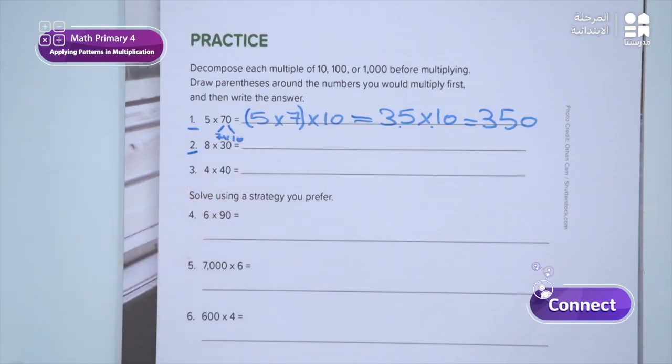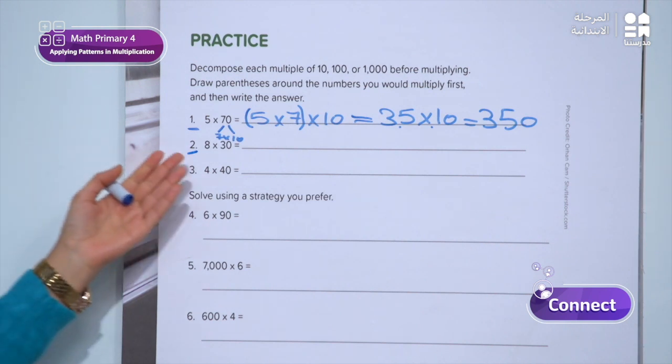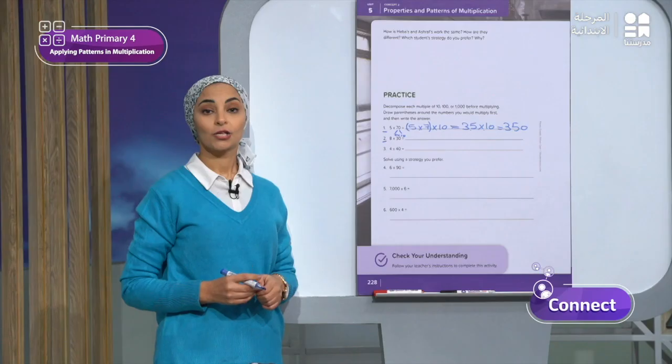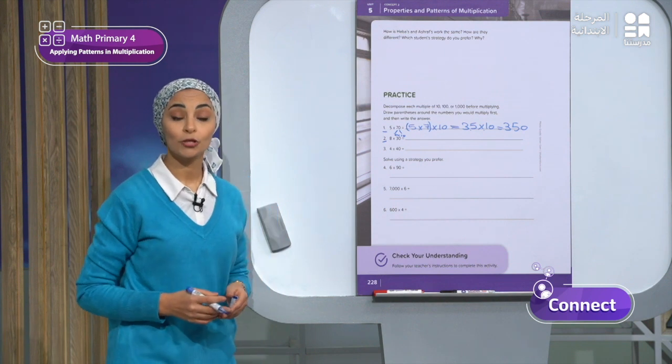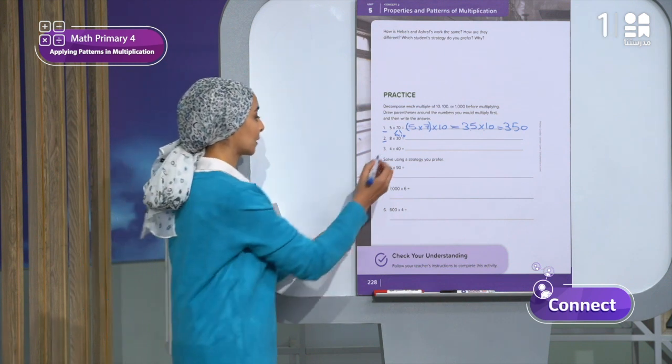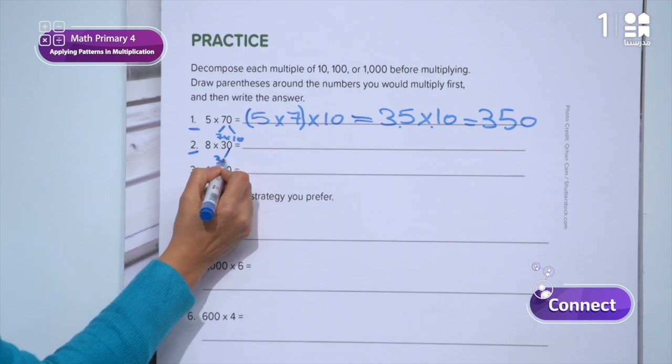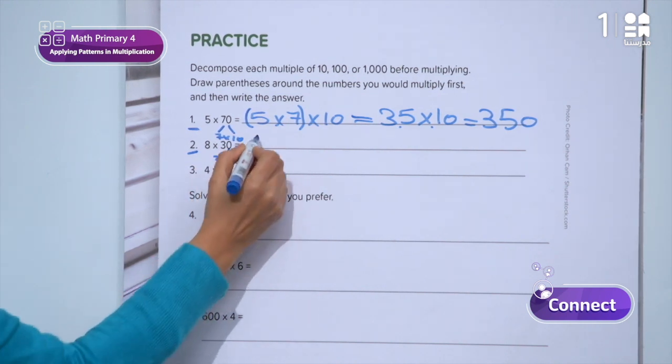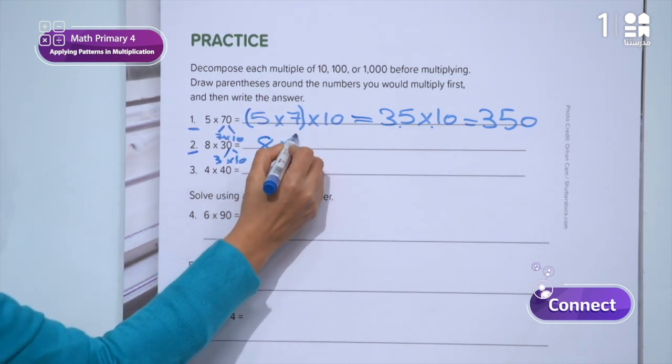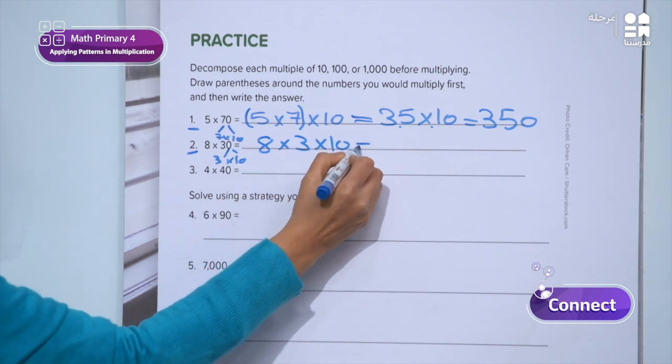This is problem number 2. You want me to multiply 8 times 30. So what should I do? I will decompose 30 into 3 and 10. So 30 I will divide into 3 times 10. So I can write 8 times 3 times 10.